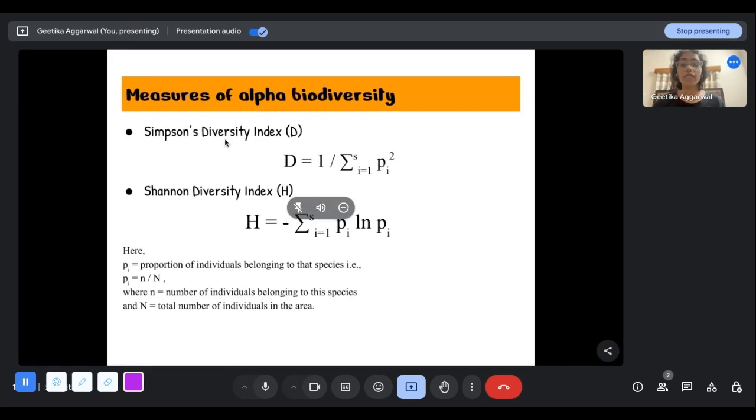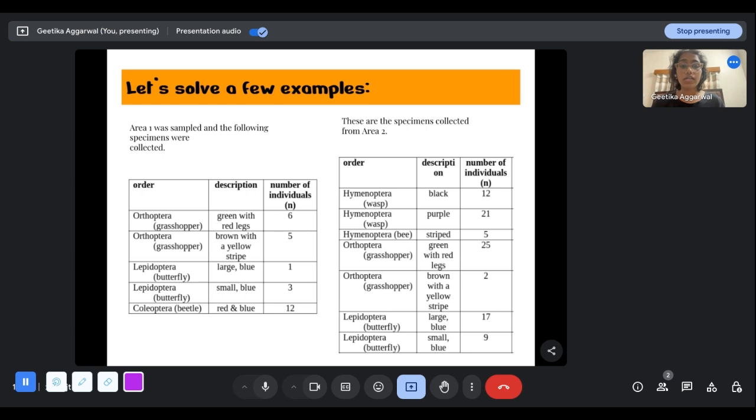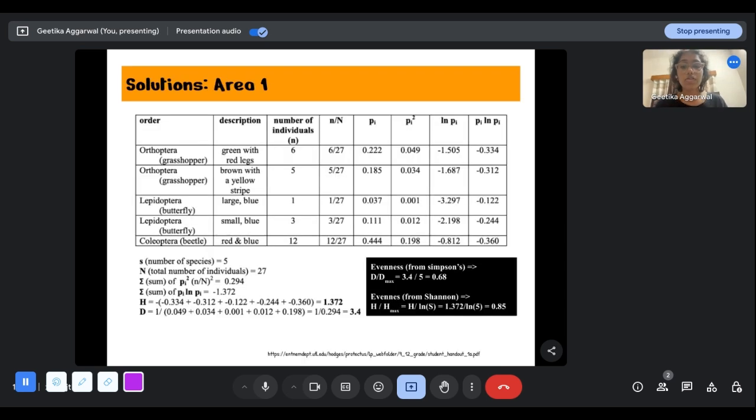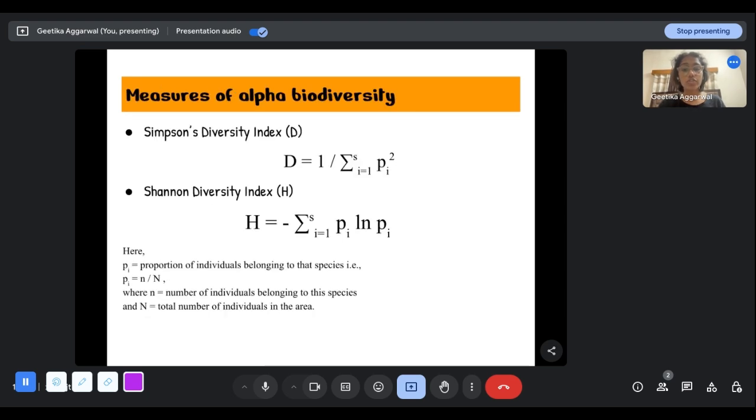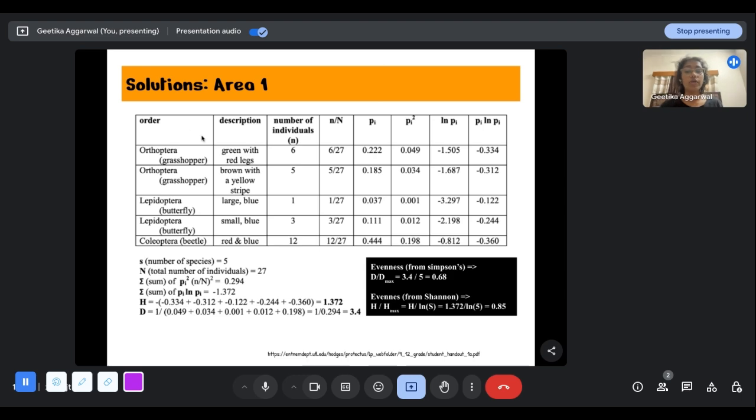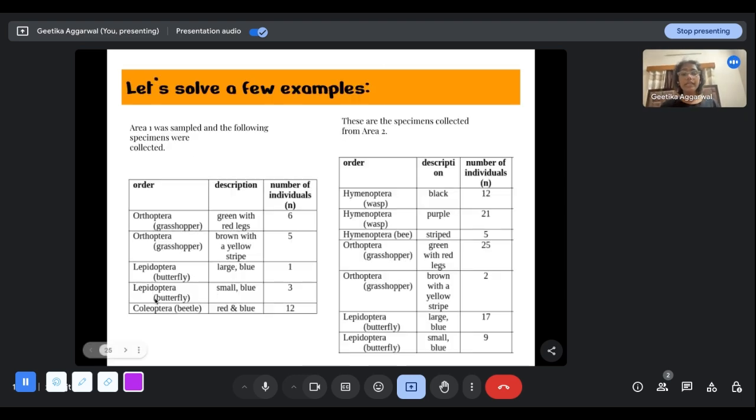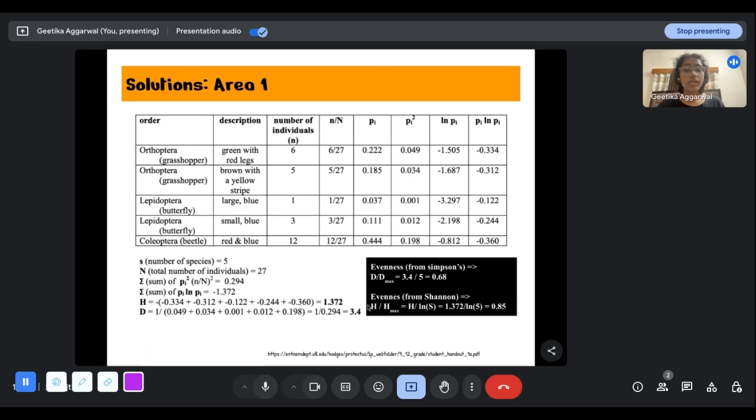You can look at the slides again and follow the same methods to calculate the diversity index of the area too, right? So again, a solution here is given. If you calculate H, which I did, which is the Shannon diversity index, you get 1.37 as we got. And if you calculate D, which is the Simpson's diversity index, you get an answer of 3.4. So here is how we calculated it. We have n by N, which gives you the proportion. We have pi square, and then we have log pi, n pi, ln pi. And we used this formula. We did not use the pi square formula, right?